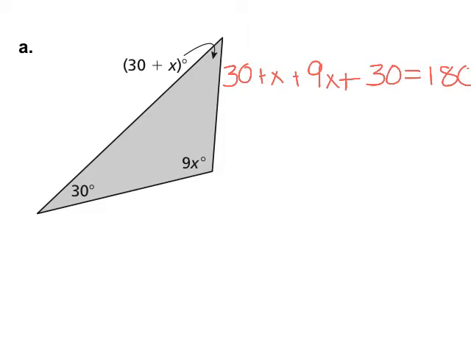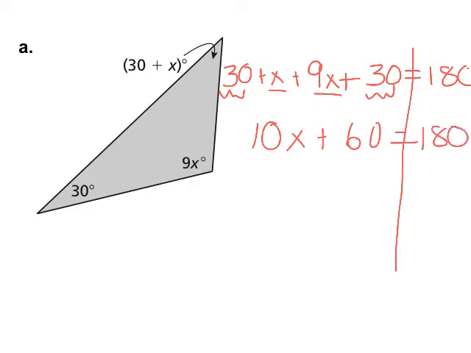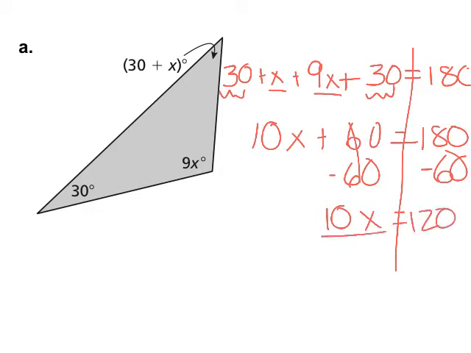Now, when I am combining like terms here, I have x and 9x. That makes 10x. I have 30 and 30. That makes plus 60, and then that equals 180. From there, I'm solving. If I'm doing stuff on the same side, I'm just simplifying stuff together, right? As soon as I start going to opposite sides of the equal sign, that's when I start doing my opposite operations. So I have to subtract 60 from both sides. So I have 10x equals 120. I divide by 10 on both sides, and I get x is 12.